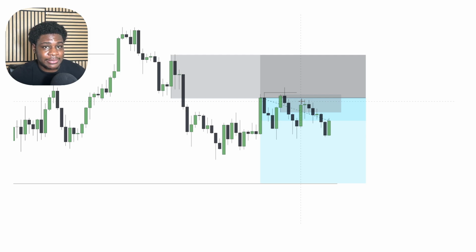In the case that you missed this entry, then you can place an entry right here. Or if you're someone like me who scales into their position, you can scale in right here. What I like to do is place my first entry right there, and then as I get additional confirmation, I can add to that winning position.